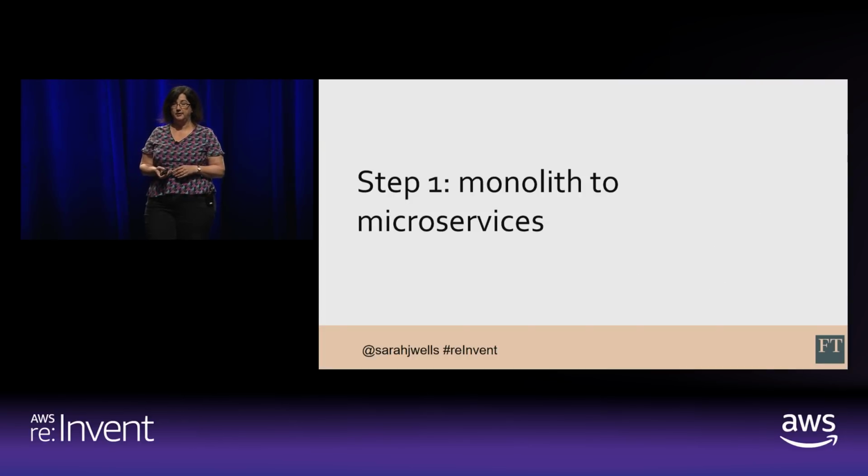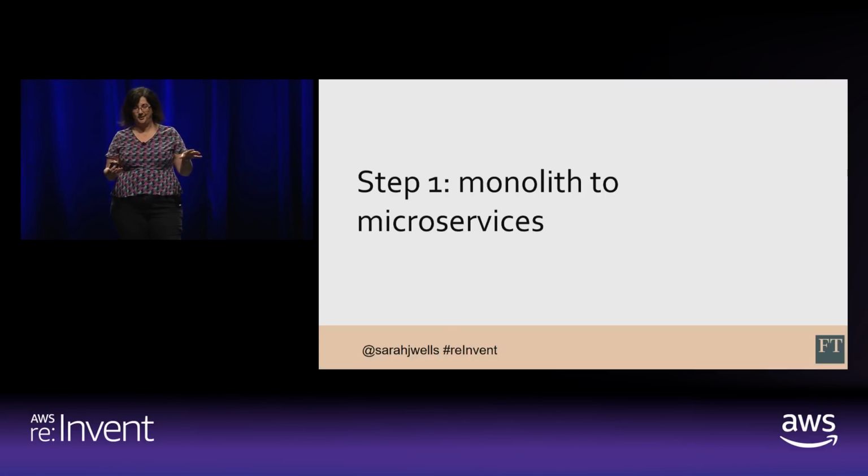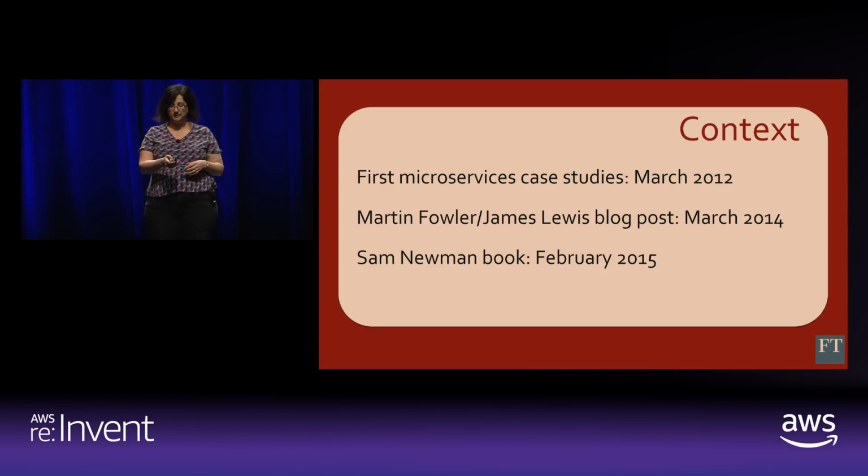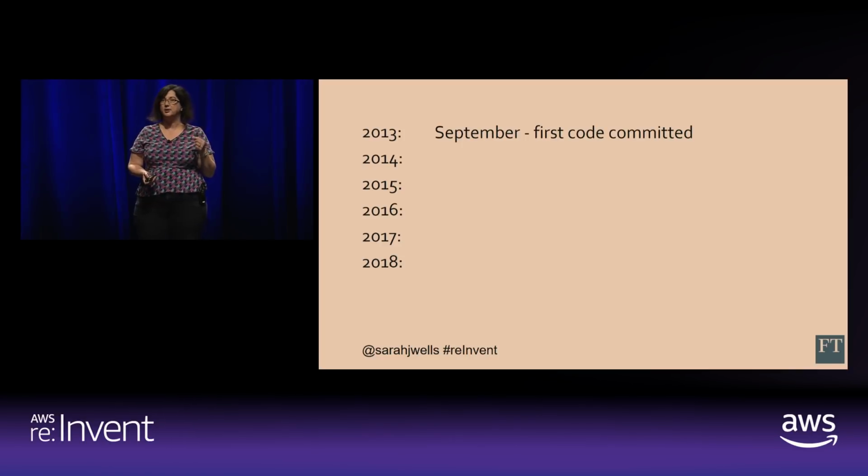There are several steps in our progress through this. First step was to go from monolith to microservices. Microservices started to be a thing that people talked about in 2012, but it was really 2014 when it started to be a thing that people really got excited about. And the Sam Newman book came out in February 2015, but we were already looking at it in 2013. So we were pretty early adopters. We started the process before any of these things were published.